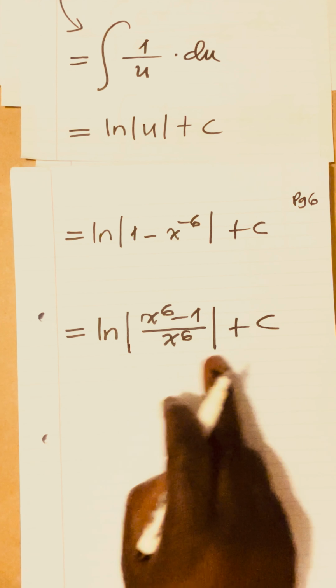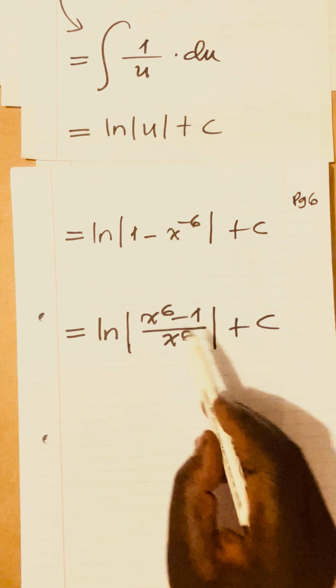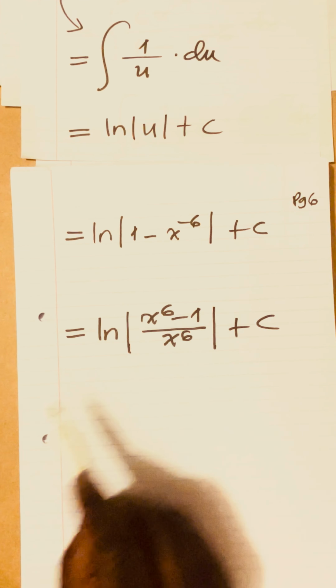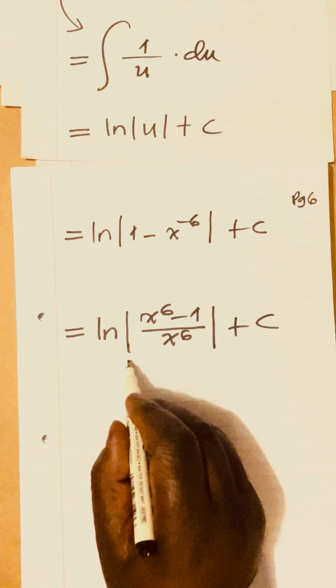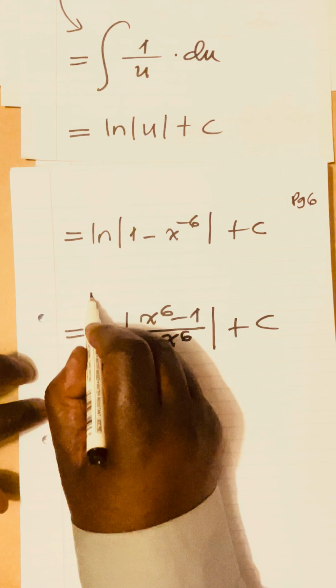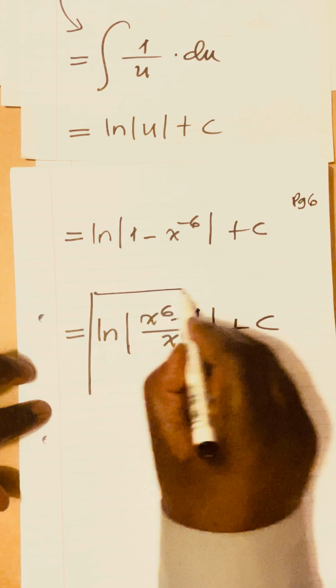Now we have to maintain the absolute values here, because if you look at there, we have minus 1. So this expression here can be negative, and therefore we need to maintain the absolute values, because the natural log of a negative number does not exist. So this is the final solution.